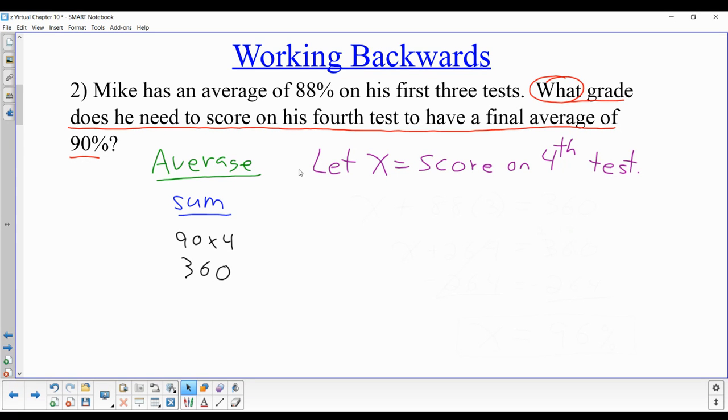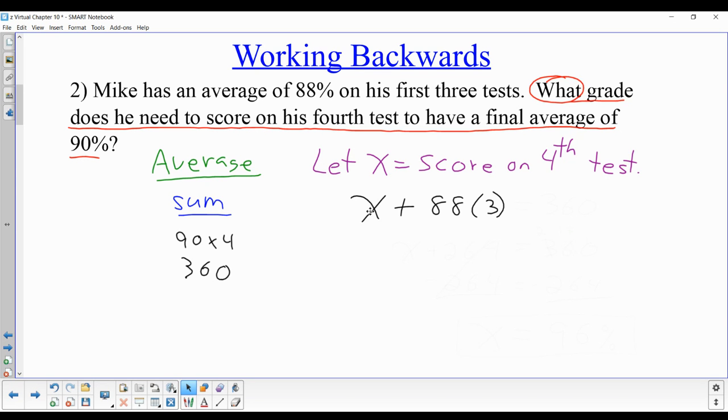Now I have all 4 tests. I can take my x, and since he has an average of 88 right now, I could do 88 plus 88 plus 88 to represent those 3 tests. But I'm going to take a shortcut. Instead of writing each of the 3 tests out, 88 plus 88 plus 88, I'm going to write plus 88 times 3. 88 times 3 is a shortcut of doing 88 plus 88 plus 88. So this represents all 4 tests.